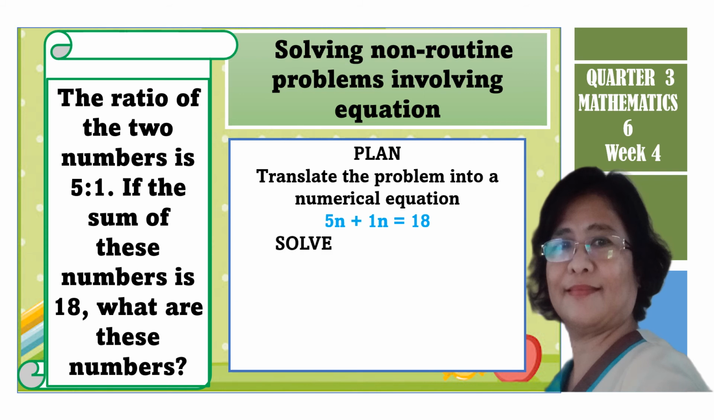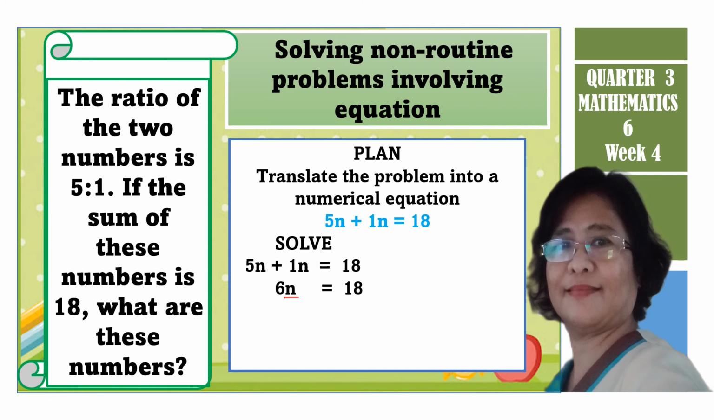And then let us solve. The equation is 5n + 1n = 18. Let us just add 5n plus 1n. We have 6n = 18. Our variable here is n. And what is connected to n? We have 6, meaning 6 is multiplied by the n.